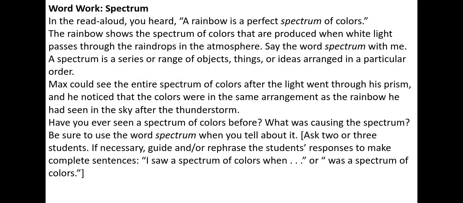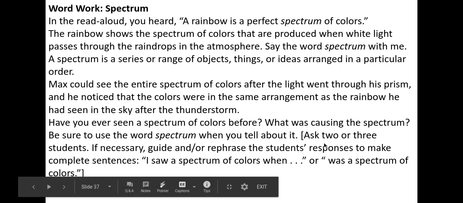All right, our word for today is spectrum. In the read aloud, you heard a rainbow is a perfect spectrum of colors. Can you say the word spectrum? The rainbow shows the spectrum of colors that are produced when white light passes through the raindrops in the atmosphere. A spectrum is a series or range of objects, things, or ideas arranged in a particular order. Max could see the entire spectrum of colors after the light went through his prism, and he noticed that the colors were in the same arrangement as the rainbow he had seen in the sky after the thunderstorm.